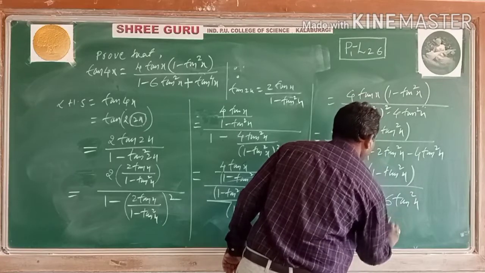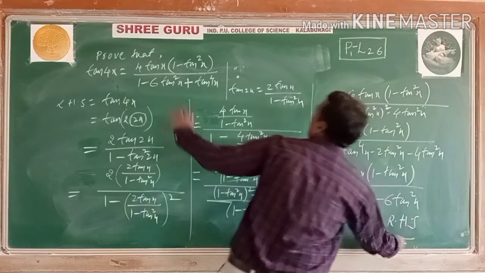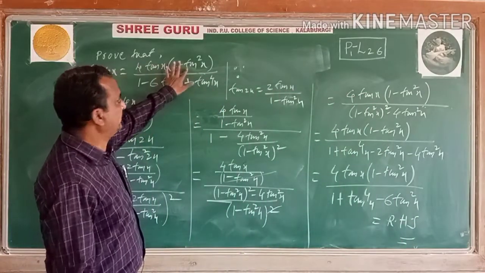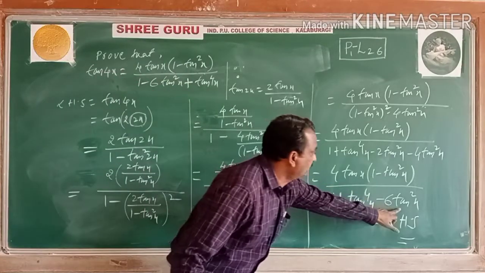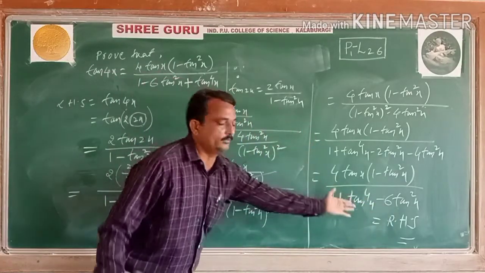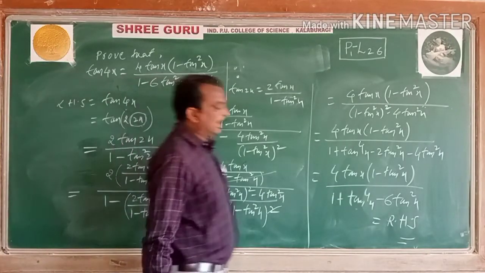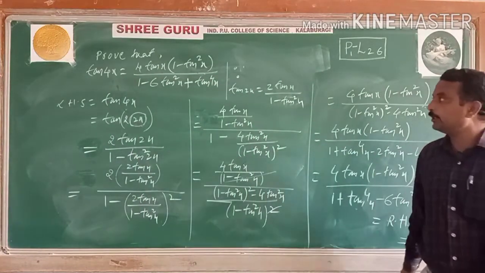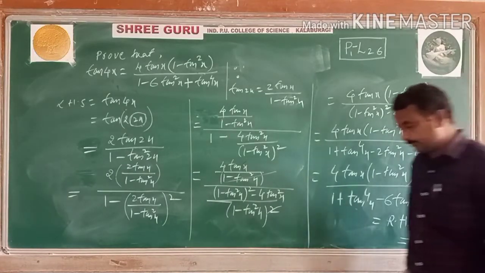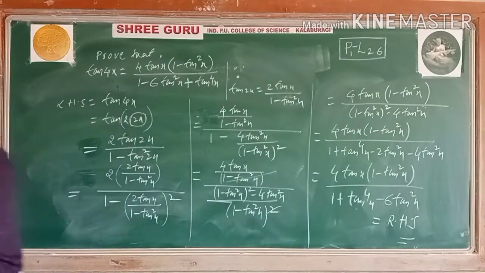See, is this your RHS? This is 4 tan x into (1 minus tan square x) divided by 1 minus 6 tan square x plus tan 4x. Same terms it is. So this is about the tan of 4x, students. This is the tan 4x. Next, we come to the next one.